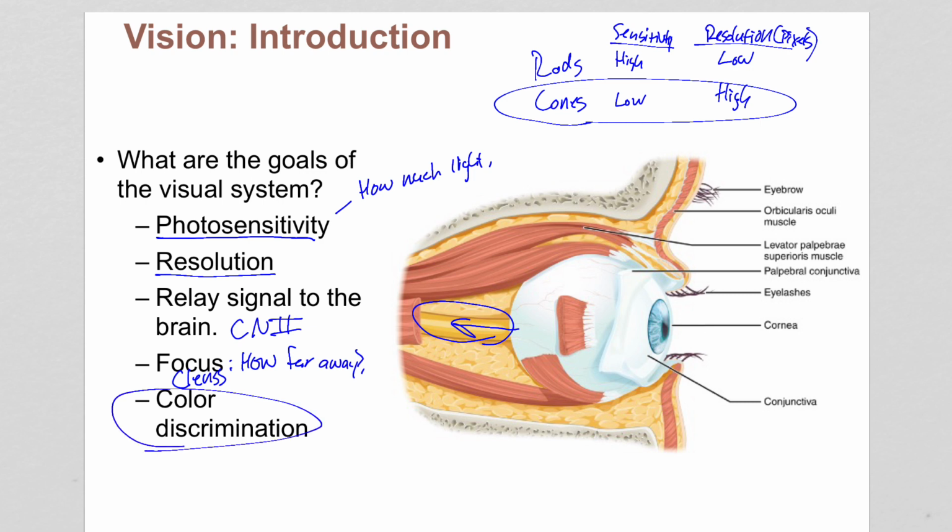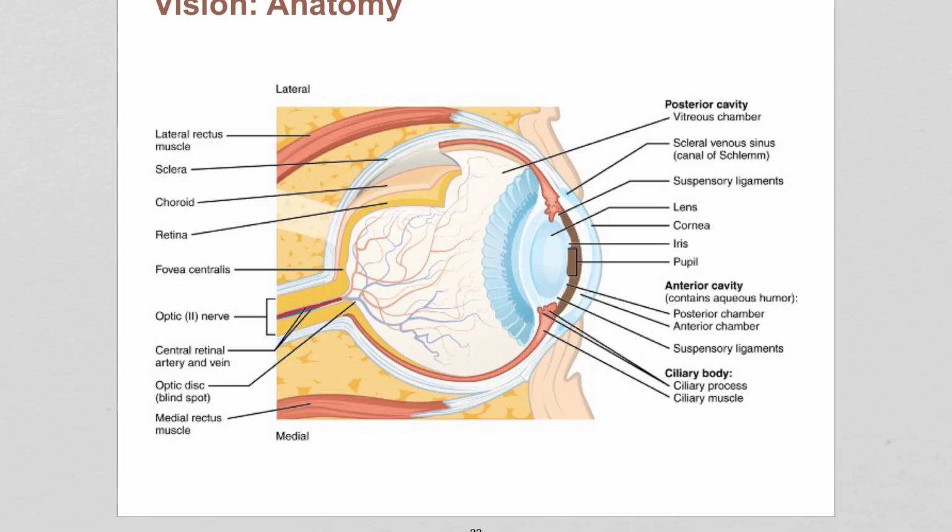And then lastly, color discrimination. We don't want to just see in black and white. And so this is entirely dependent on cones. You actually have 3 different types of cones that compare different wavelengths or colors of light, and we'll get to that before too long.